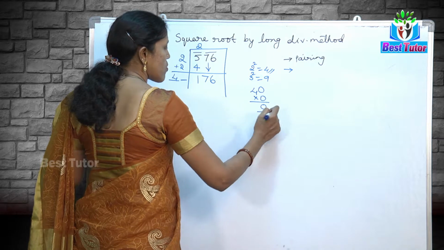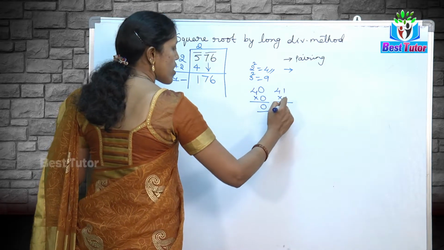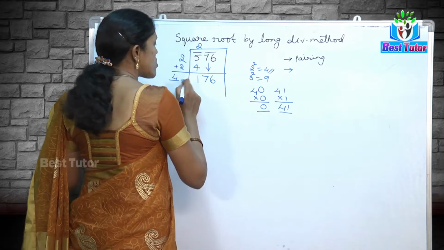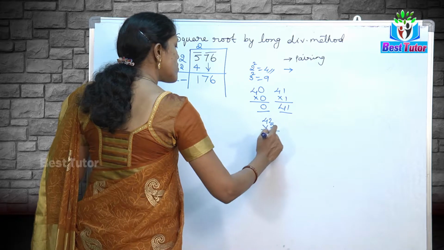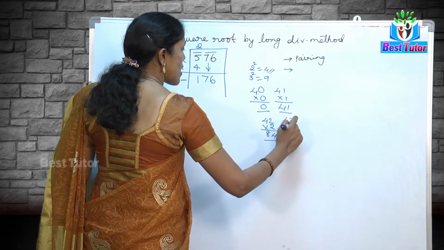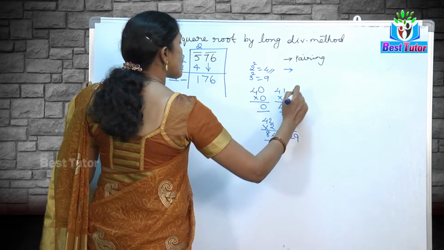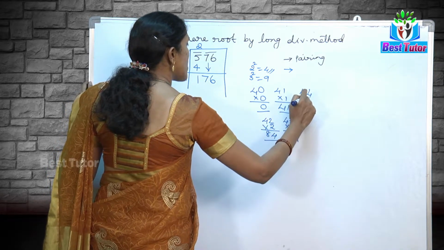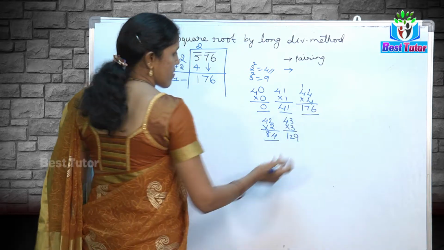40 zeros are 0. If I put a 1 over there, I need to multiply with 1. 41 ones are 41. If I put a 2 over there, it becomes 42. I have to multiply with 2. If I put a 3, it becomes 43. I need to multiply with 3. This is the condition. 3 3s are 9. 3 4s are 12. So if I put a 4 here, I need to multiply with 4. 4 4s are 16, 4 4s are 16, 176.